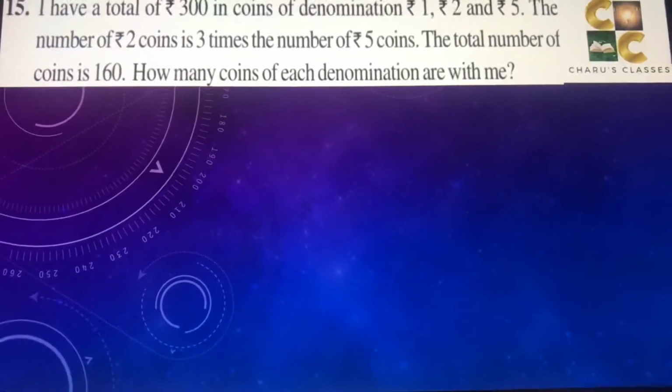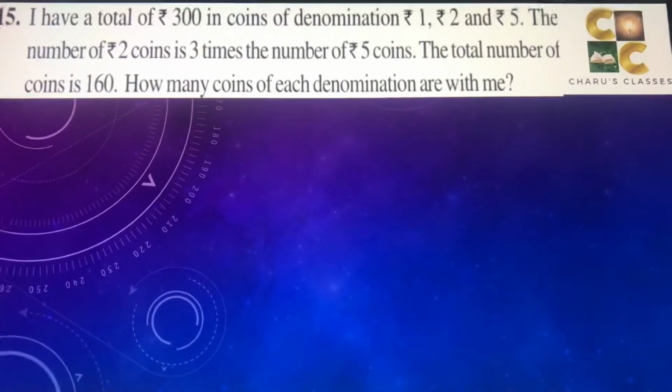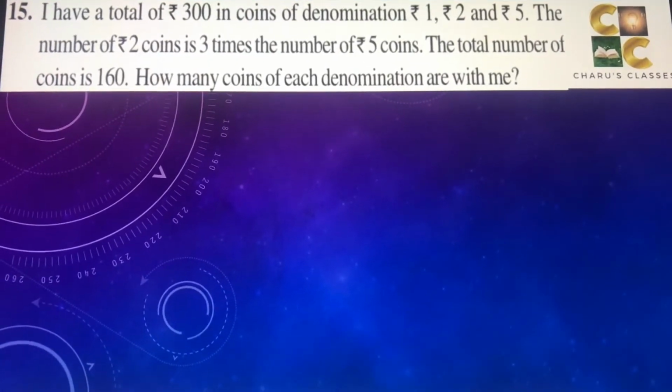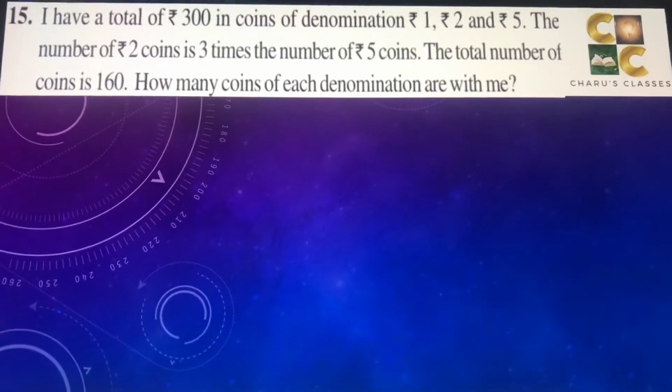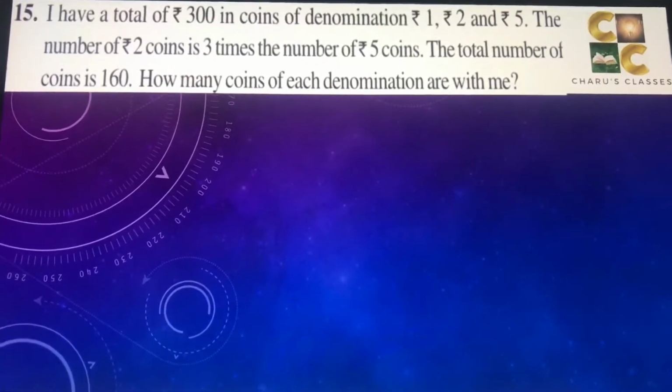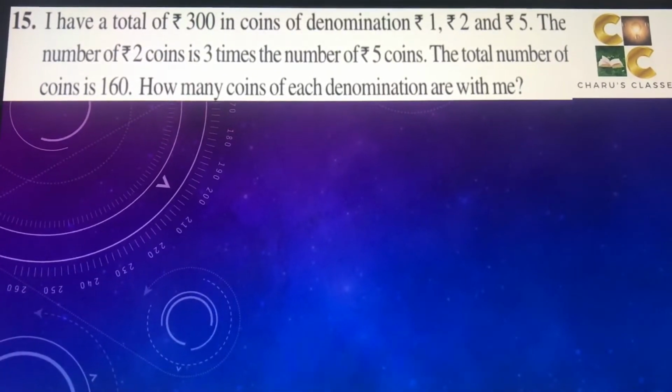Question 15. I have a total of rupees 300 in coins of denomination rupee 1, rupee 2 and rupee 5. The number of 2 rupee coins is 3 times the number of rupee 5 coins. The total number of coins is 160. How many coins of each denomination are with me?